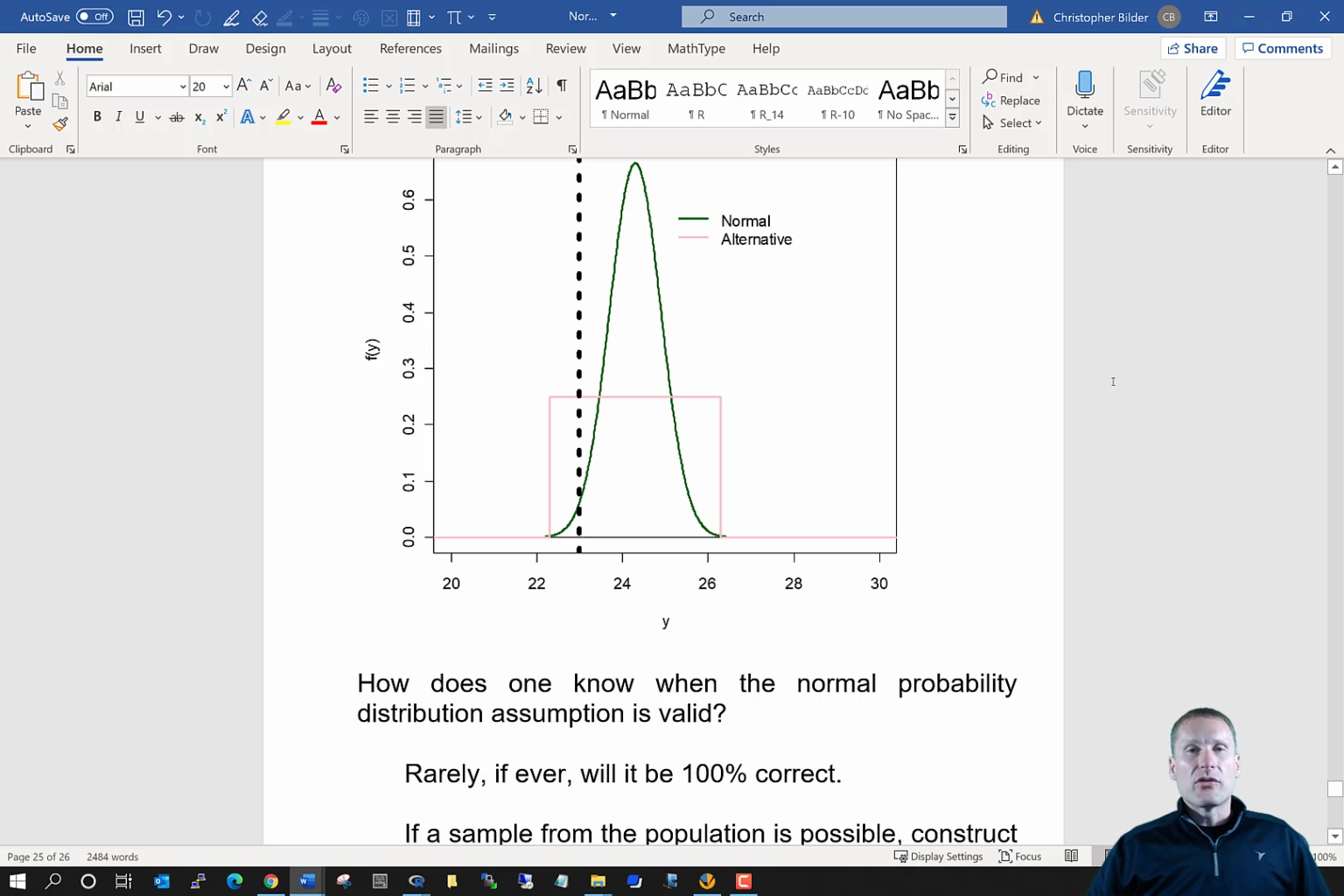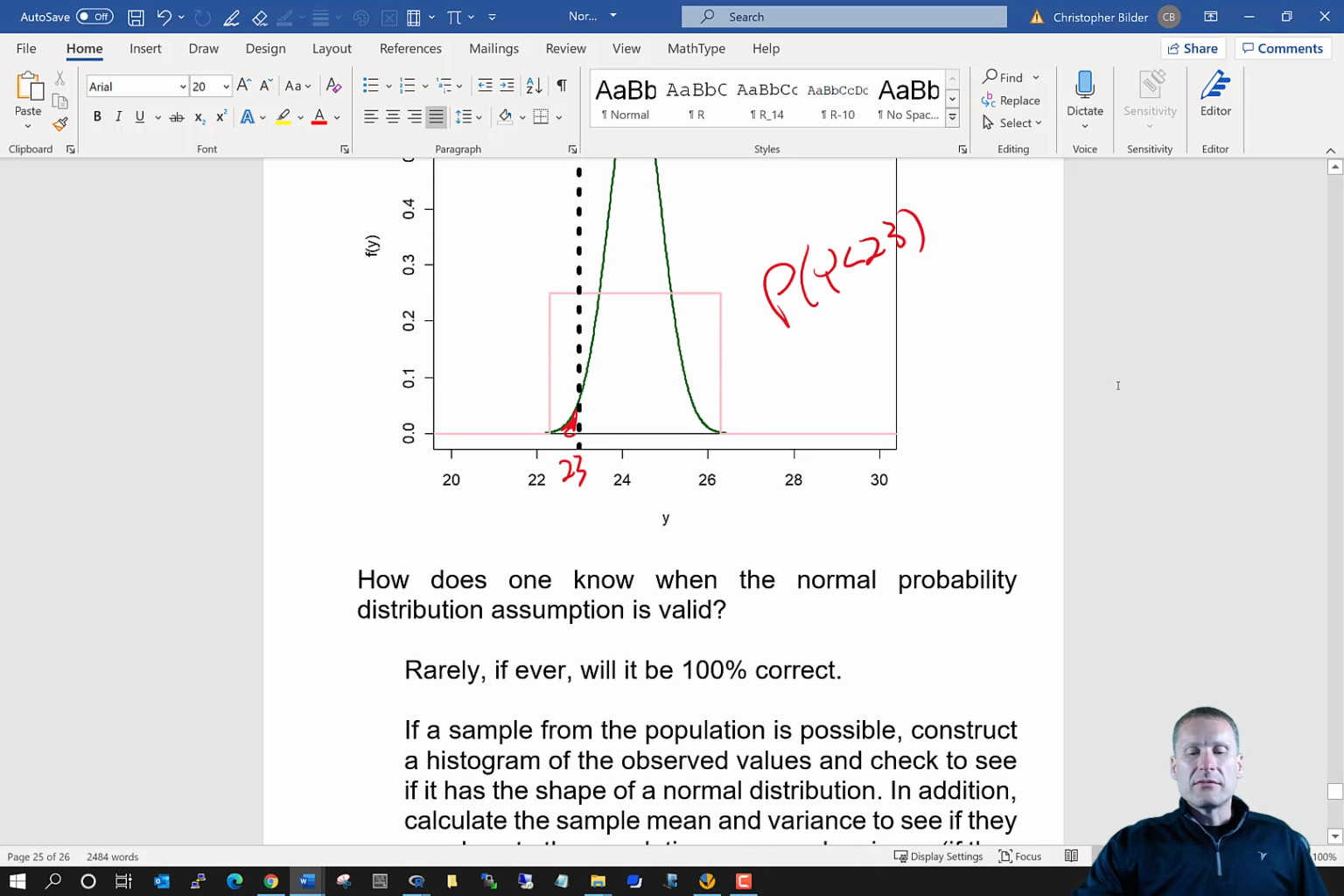This alternative distribution in pink there is actually a uniform probability distribution. And let's say again, I want to find the probability that y is less than 23. So there's 23 right there. And we can see that with the normal distribution, that probability is going to be small. But if instead this distribution in pink was actually the valid distribution, we can see that that probability is going to be much larger. So what if we get this probability distribution wrong for the population? Well, you're going to have wrong probabilities that you're going to calculate.